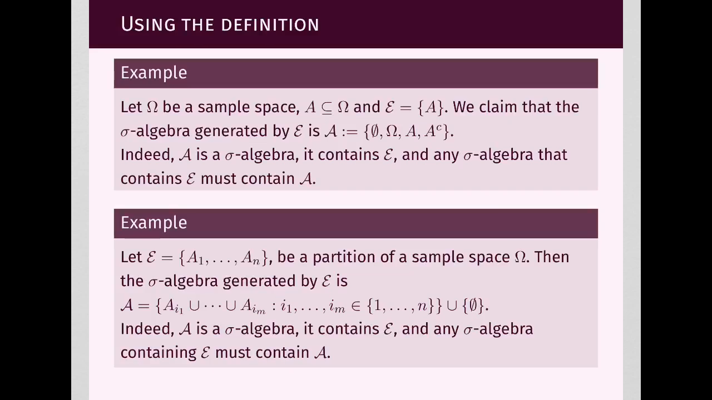And of course, it must contain all sets of this form because it must contain A1, A2, A3, up to AN, and it must also contain the union of A1 and A2 because, being a sigma algebra, it's closed under countable unions, in particular finite unions. So we can take any subfamily of events here. This will correspond to a subfamily of indices here. We can take the union, so it will have to be in A. So we check the third condition for this collection A to be indeed the sigma algebra generated by E.